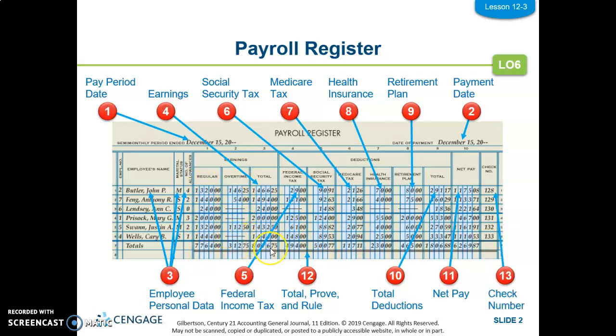And just to check myself, once I've added it all, I ought to take the total earnings minus the total deductions to make sure I still get net pay. So again, add every single column up and down to get a total, and then check across to make sure you didn't mess anything up.